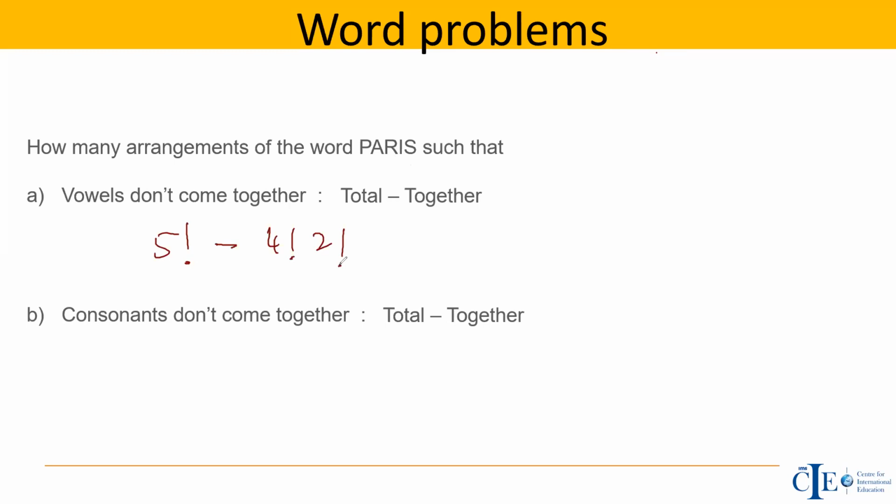So vowels don't come together. That's 5 factorial minus 4 factorial into 2 factorial. And consonants, again, 5 factorial minus this was 3 factorial and a 3 factorial. Right. So this is just a complement way of when all of these don't want to be together, right? So taking the complement way is much easier and faster in that case.